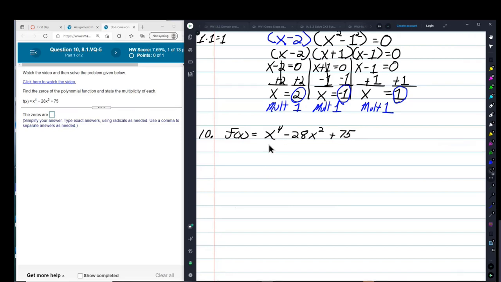75. Now this is a quartic, but it's the kind of quartic that's a trinomial, and the middle term has an x squared, and the degree of the function, 4, is 2 times this number, and when that happens you can use U substitution. U equals x squared. And U squared equals x squared squared, which is U squared equals x to the 4th.